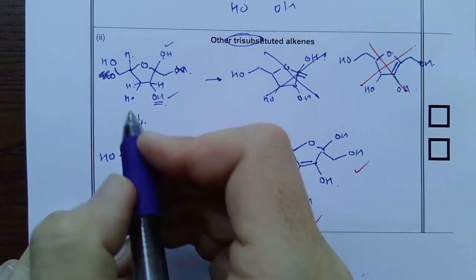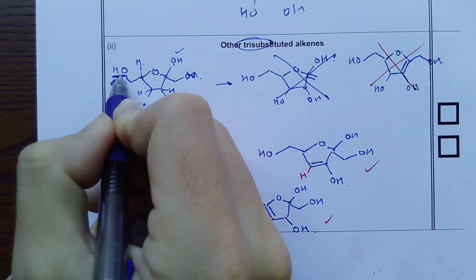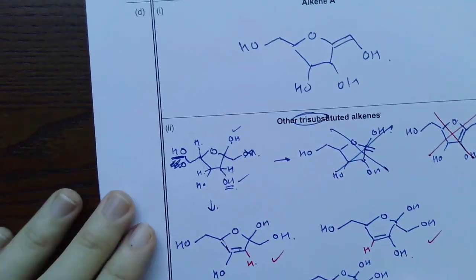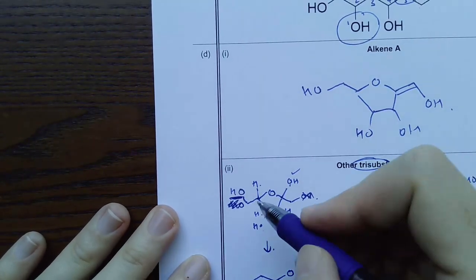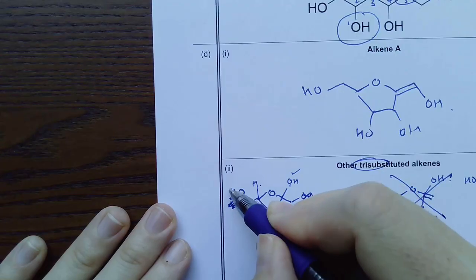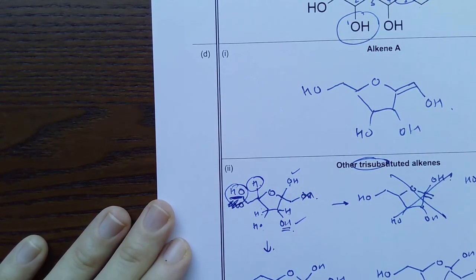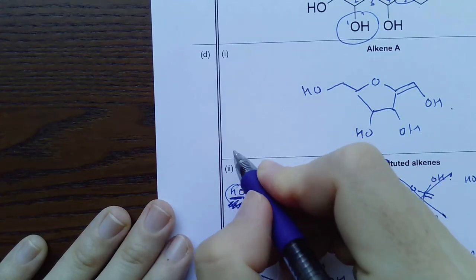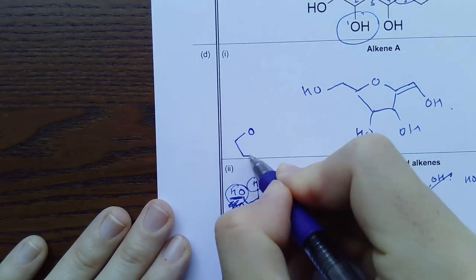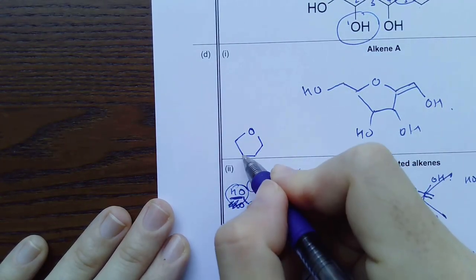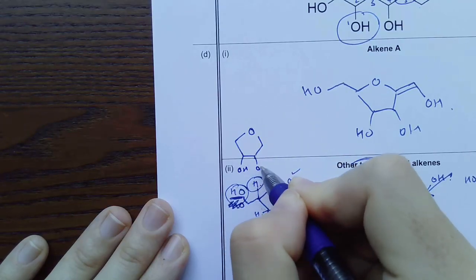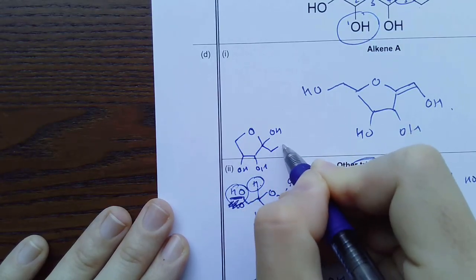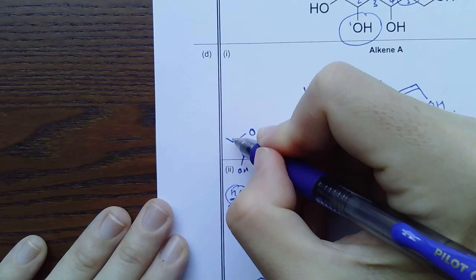And likewise, I could have lost this alcohol here. Let me just run out of space here. If I were to lose that one, so I lose this alcohol and this hydrogen, I would have formed this.